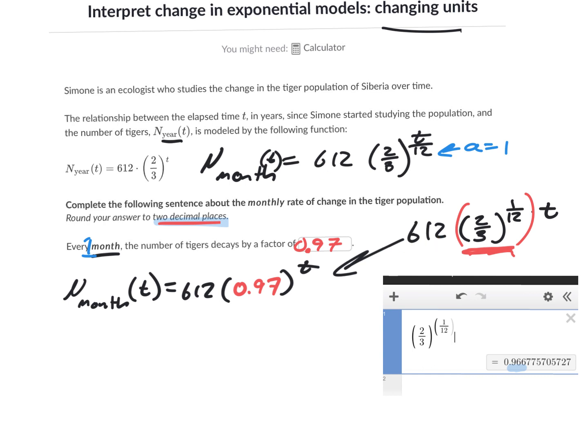Now, did I really need this 612? Did I need all that? No. All I really had to do at the end of the day is move the 1/12 inside and do 2/3 to the 1/12 in the calculator. That's my new factor. Now, they could ask something different. They could ask for the percent decrease, and then you have to see that it's going down by 3%. They could ask a few different questions, but this one asks for the factor, so it's easy.